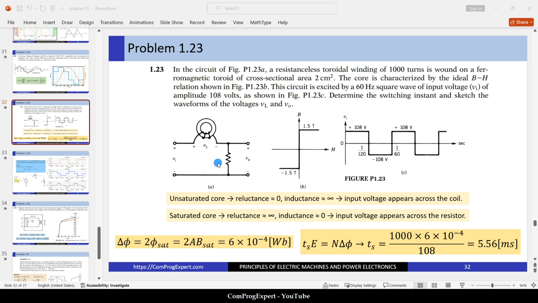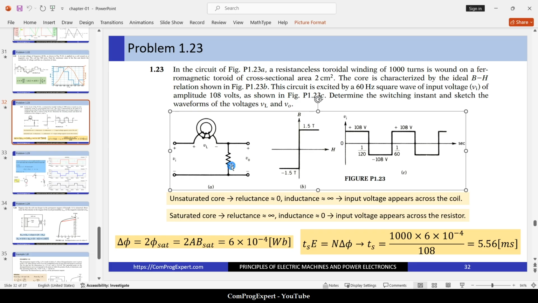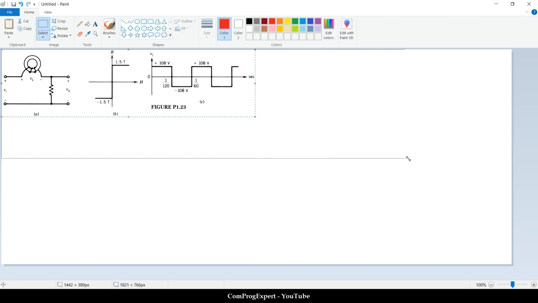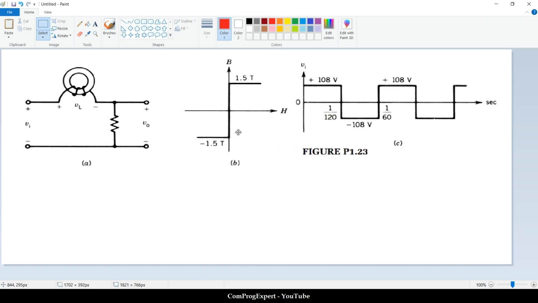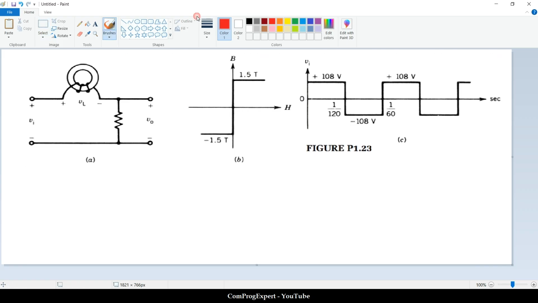So we don't have the value of the resistance. Is it important or not? Let's check. Here is the problem. Let's copy this image. We have this problem and we have this BH curve for the inductor. So let's consider a simple version first.